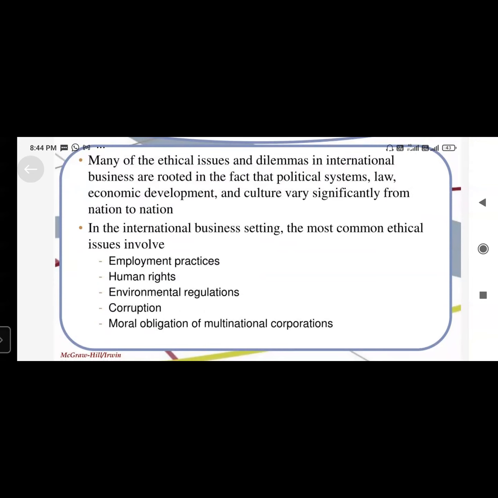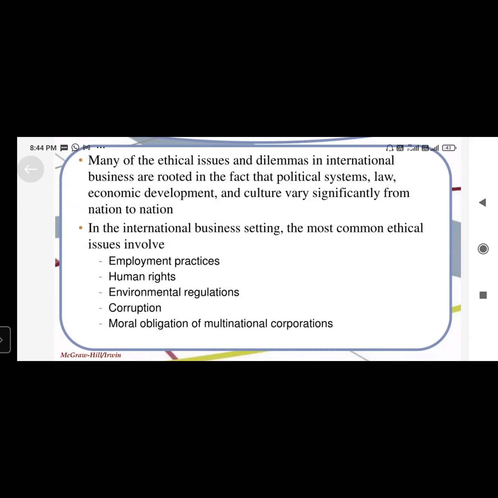So what it says is that ethical issues and dilemmas in international business are rooted in the fact that political system, law, economic development, and culture vary significantly from nation to nation. Hamara culture is different than the culture of Australia. Australia's culture is different from the culture of Germany. Germany's culture is different from the culture of Nepal. So country to country, the culture varies, and on the basis of culture, sometimes the ethical practices also vary.